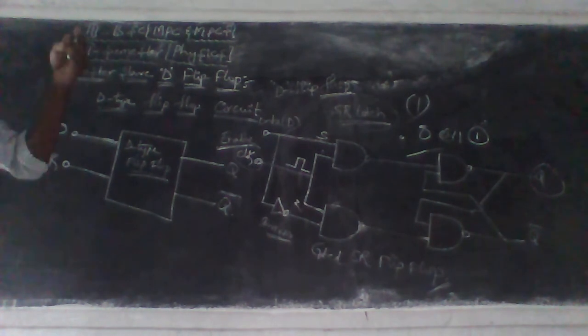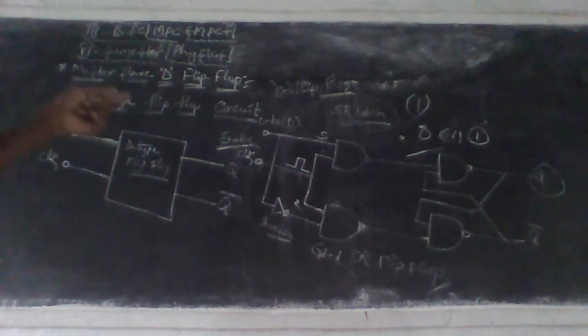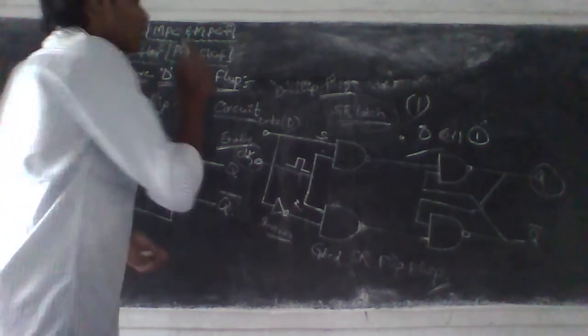So the D flip-flop will store and output whatever logic level is applied to its data terminal, so long as the clock input is high. Then we will discuss the truth table for the master-slave D flip-flop.